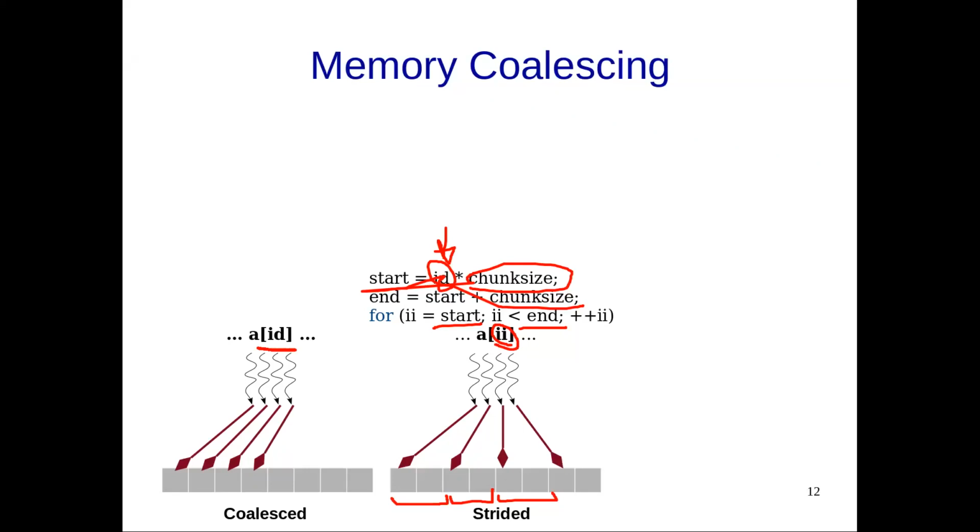So can somebody tell me what should be the stride to get fully uncoalesced memory access? I'll repeat the question. What should be the stride to get fully uncoalesced memory access? Tony says 32 blocks. Any other suggestions?